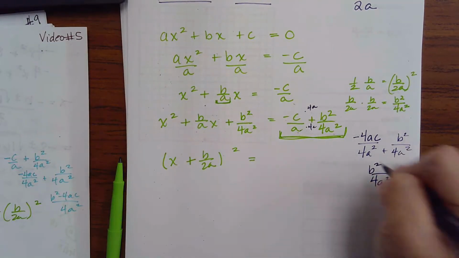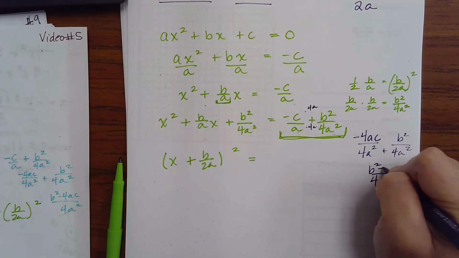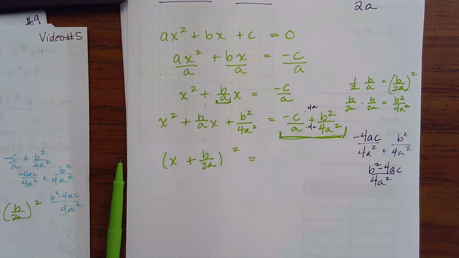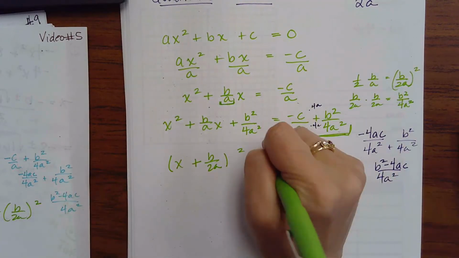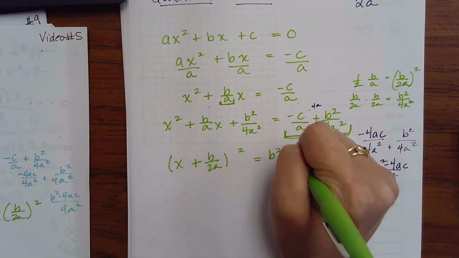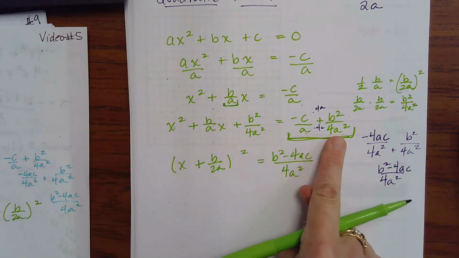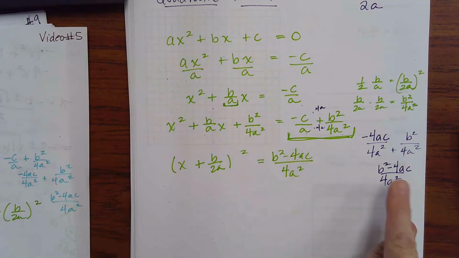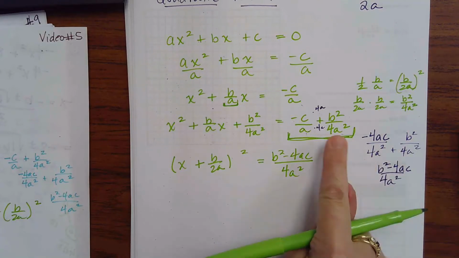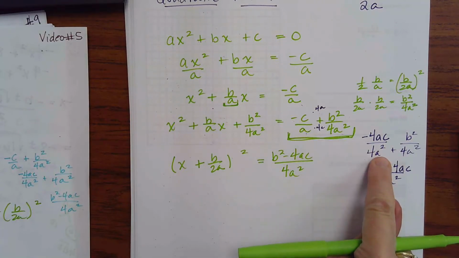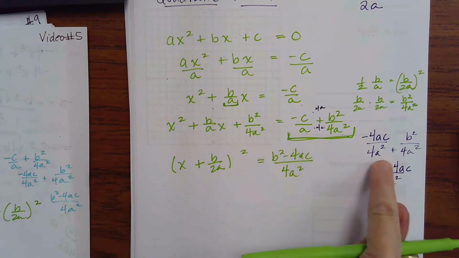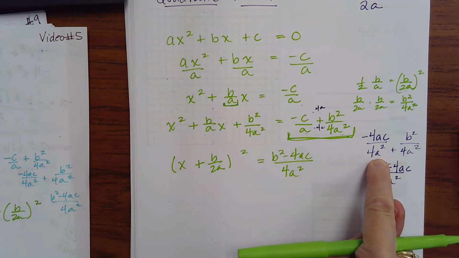So b squared plus negative 4ac is the same thing as saying b squared minus 4ac. Now you see where that's coming from. So on this side of my equation, all I did here was add fractions, but in order for me to add those fractions, I needed to find a common denominator. So I scaled this fraction up by 4 times a, because in order to get from a to 4a squared, I needed to multiply by 4a.